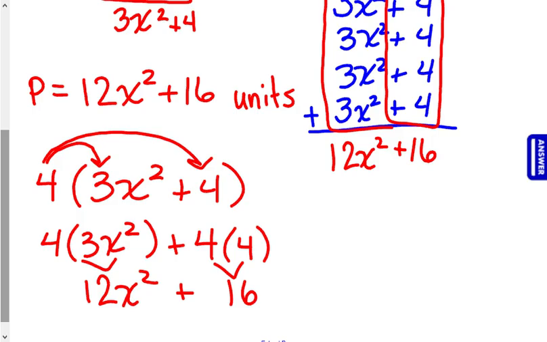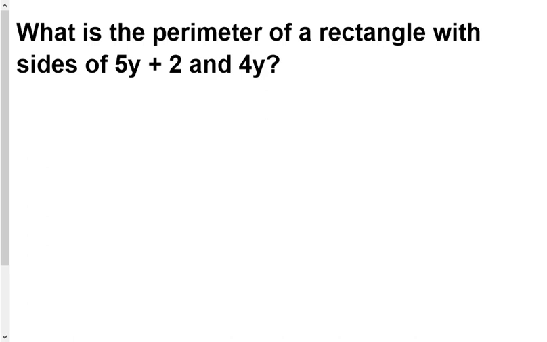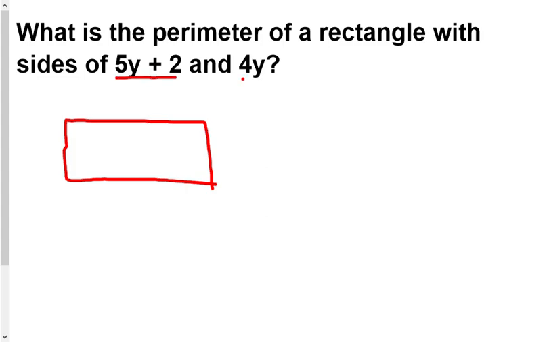Let's look at another example. This example says, what is the perimeter of a rectangle with sides of 5y plus 2 and 4y? So again, we're finding perimeter. Perimeter means distance around. So we want to draw a rectangle, and we want to label where they have side lengths of 5y plus 2 and 4y. So that means one side is 5y plus 2, and the other one is 4y.